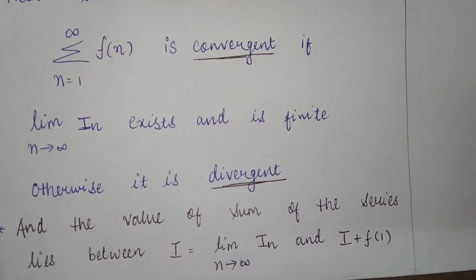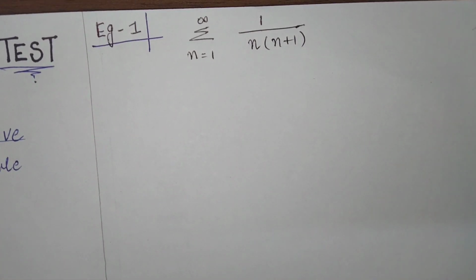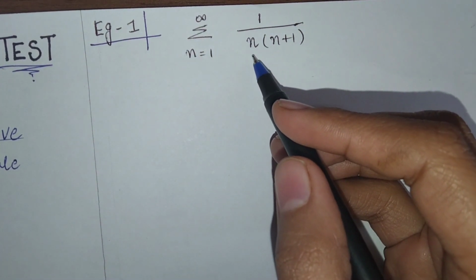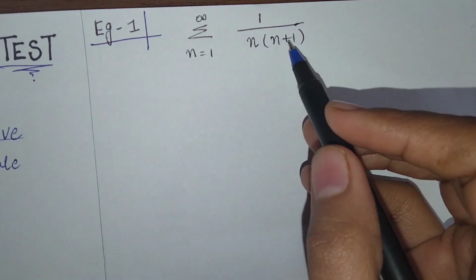So, example 1. Summation n equal to 1 to infinity of 1 by n into n plus 1 is given. Here it may be asked to solve it by using Cauchy's integral test, and if it is not asked, then also you can check. Because if we put the value n equal to 1, then here we will get 1 by 2.